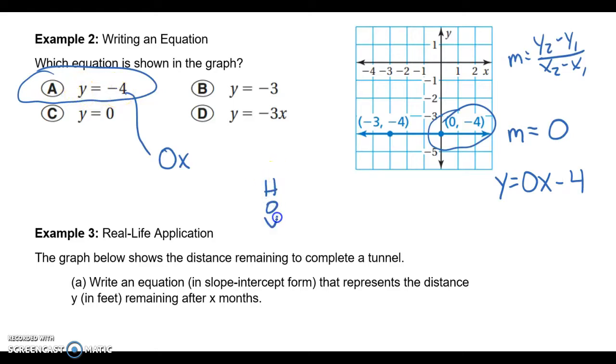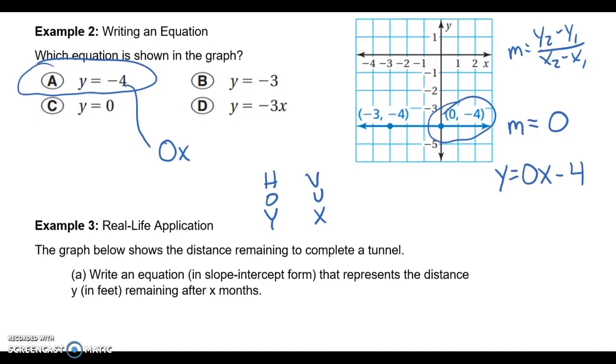You might also remember the acronyms HOY and VUX. HOY is for horizontal line, 0 slope, and a y equals equation, which is what this is. Had this been a vertical line with an undefined slope, the equation would have started with x equals.